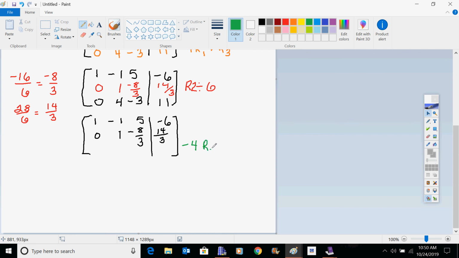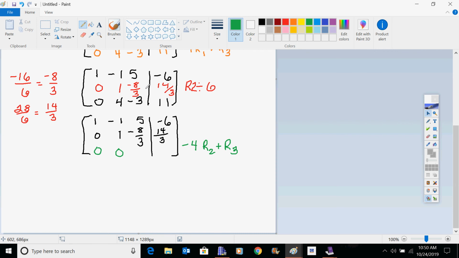Row 2 plus row 3. These are getting easier though, because negative 4 times 0 is 0. 0 plus 0 is 0. Negative 4 times 1 is negative 4, plus 4 gives 0.